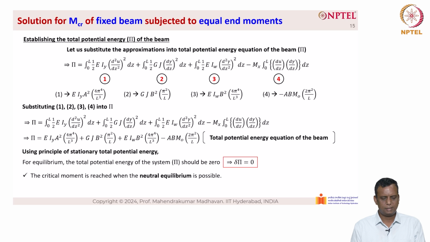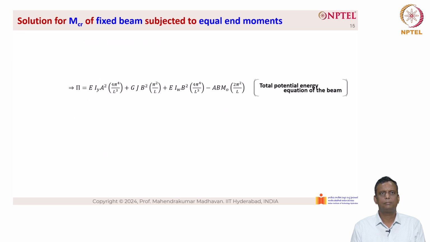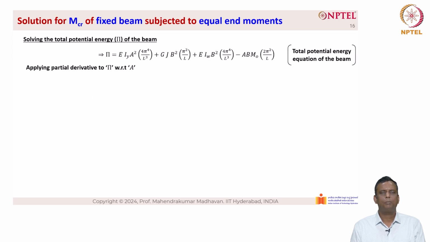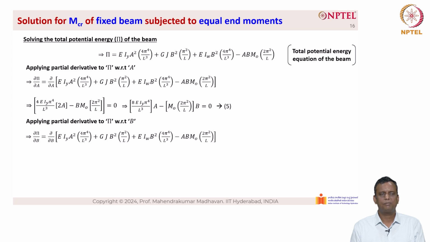The critical moment is reached when the neutral equilibrium is possible. So the requirement for neutral equilibrium is such that the partial derivative of pi with respect to A and B should vanish. Now applying partial derivative of pi with respect to A, we get the above equation, dou pi by dou A, given here. One more time, when we simplify that, we get equation 5, which is 8 into EIY into pi power 4 divided by L cube into A minus M naught into 2 pi square by L into B.